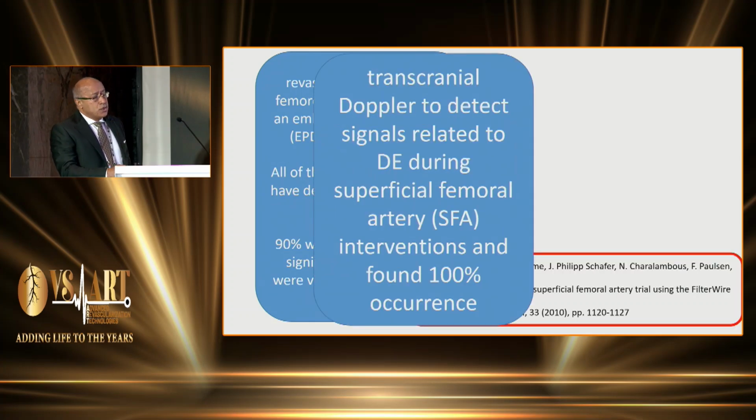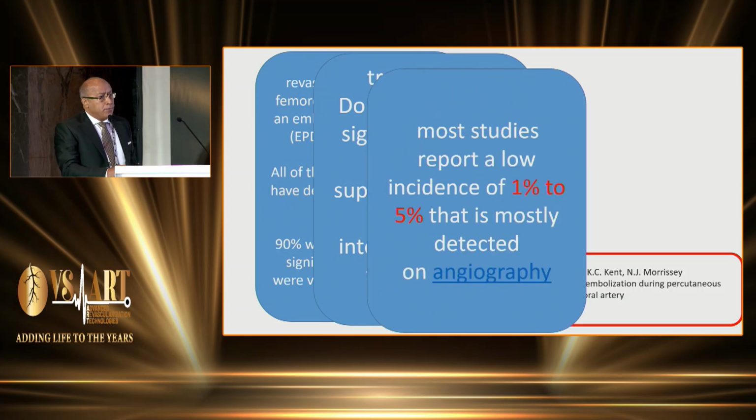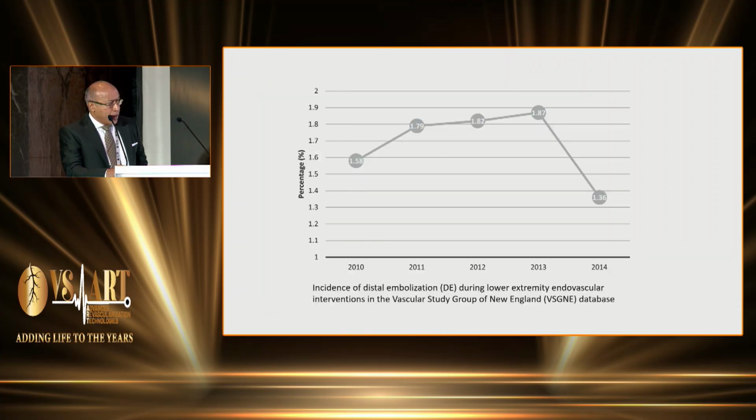And using transcranial Doppler to detect signals of embolization during revascularization of the superficial femoral artery, they recorded signals in 100% of such cases. And by angiography, which is the standard of care in our practice, we find that the embolization level is much lower than in the other studies, around 1 to 5% of the cases. And also the Vascular Study Group of New England reported an average incidence of embolization of around 1.5 to 1.8%.